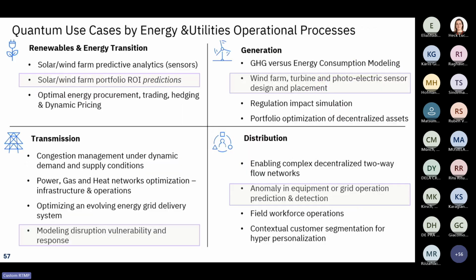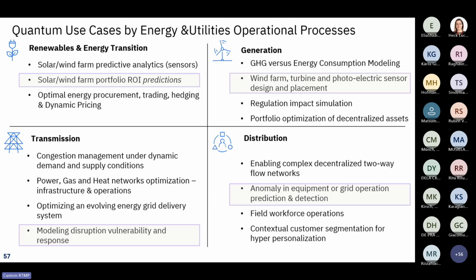Now let's take a look at the use cases. The first way to categorize the use cases is to start from the energy and utility sector itself. What are the different categories of operational processes? On the top left side, you see, for instance, the energy transition part of the operational processes or initiatives.